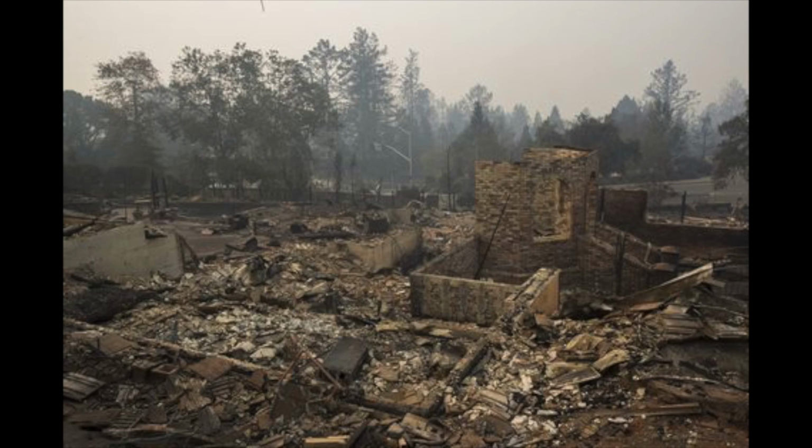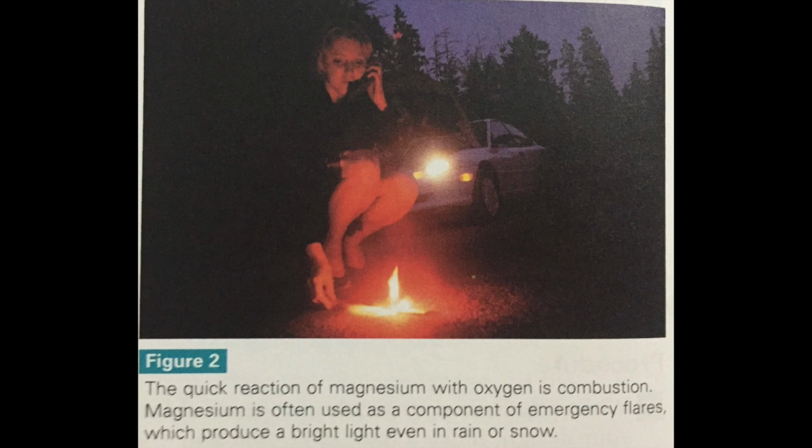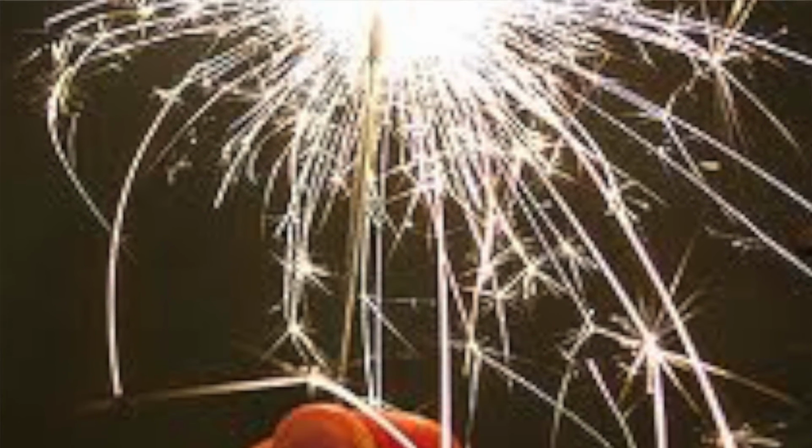What makes a car engine work? These and the fires shown in figures 2 and 3 are examples of an important type of chemical reaction called combustion. Figure 2, the quick reaction of magnesium with oxygen is combustion. Magnesium is often used as a component of emergency flares, which produce a bright light even in rain or snow. Also sparklers, they're used in sparklers.